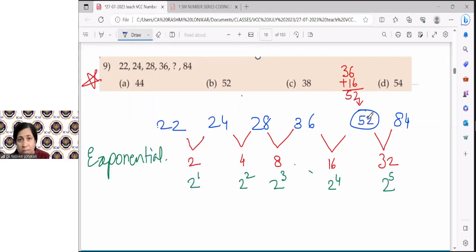I will always cross check. Now 52 plus 32. How much am I getting? 84. Here also I am getting 84. That means 52 is the correct answer. Okay.